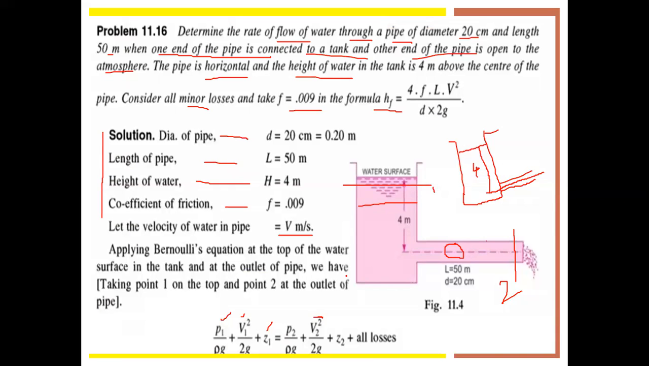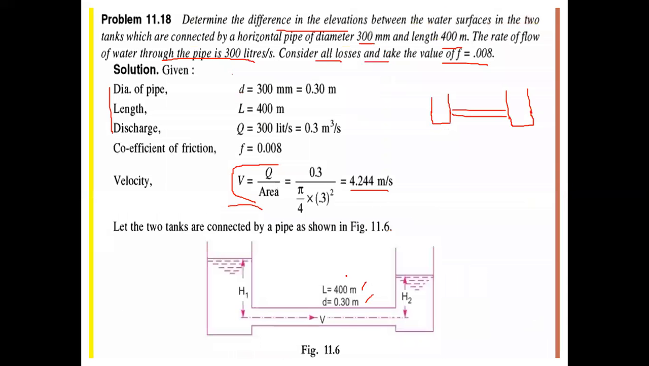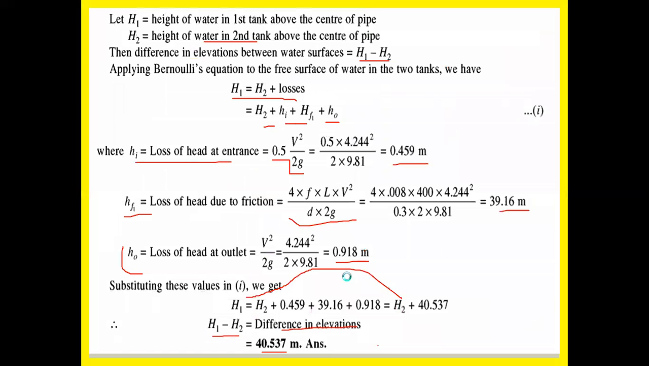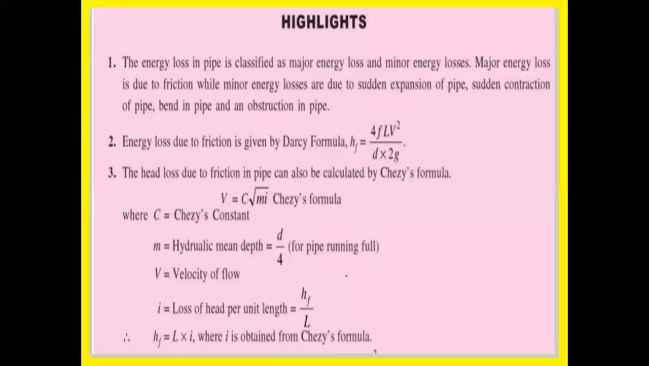These are the problems we have discussed earlier, but we have the same problems related to the hydraulic gradient line, just an extension of it, right? We will discuss those problems now. In the last class, we discussed the formulas. The energy loss in the pipe is classified as major energy loss and minor energy loss. If we get a theory question on what the energy losses are, we can write this answer.